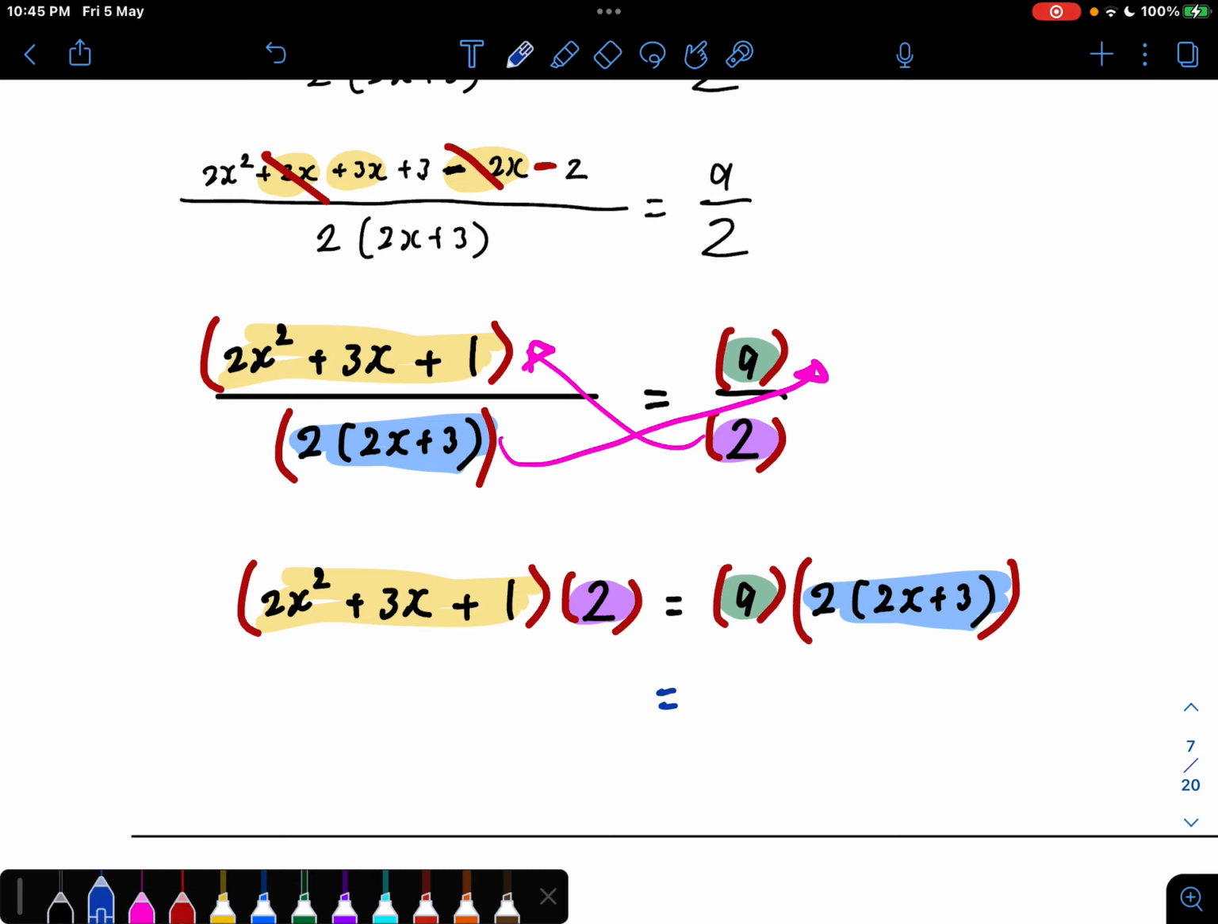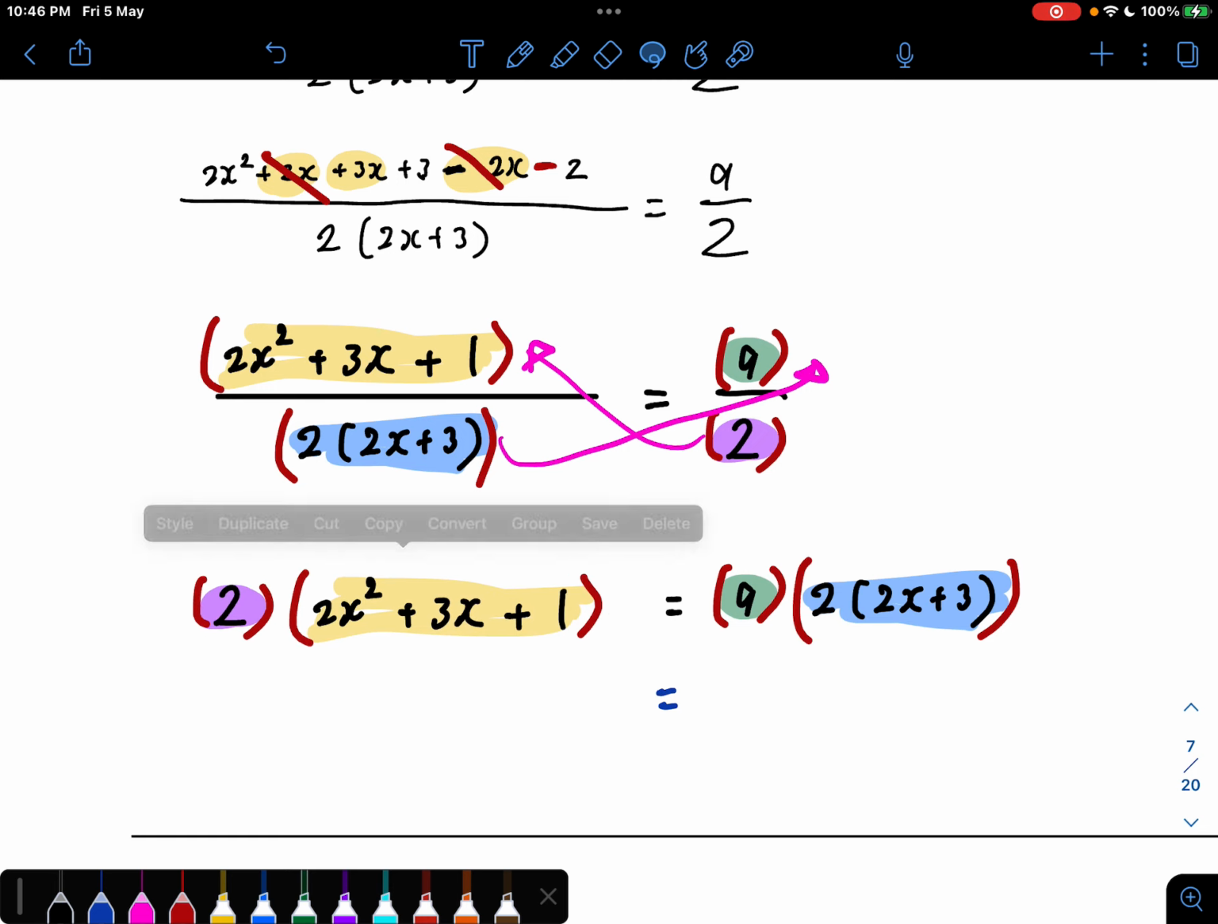Then we proceed to multiply out. Maybe it's easier if I just put the 2 on the left side, because left times right, right times left doesn't matter, right? Like this. So we can multiply the 2 in, you get 4x squared plus, let's see, actually there's a clever trick before that. Let's manipulate the right hand side first.